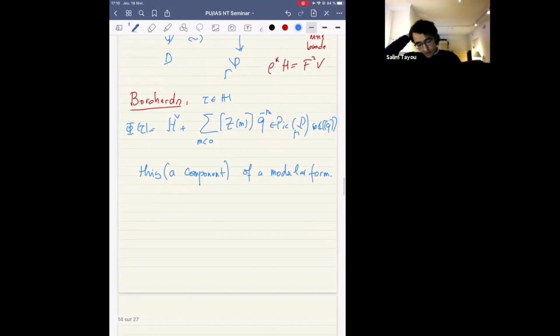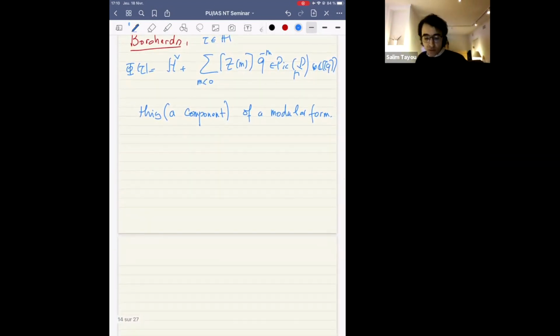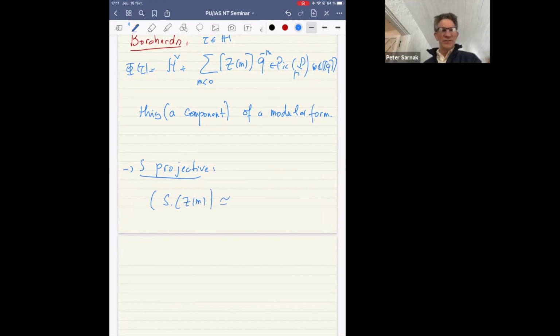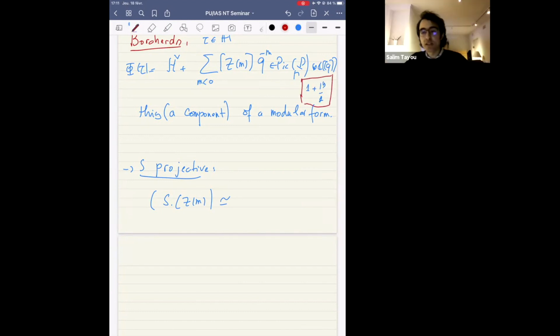So this result has nice arithmetic consequences if we take S projective, so assume that S is projective, and we take the intersection of S with the Zm. What's the weight of this form? It's a regular holomorphic one. It will be 1 plus 19 over 2. And the level? Are you making it vector valued? Yes, I'm saying vector valued, so it will be full level for the metaplectic group.